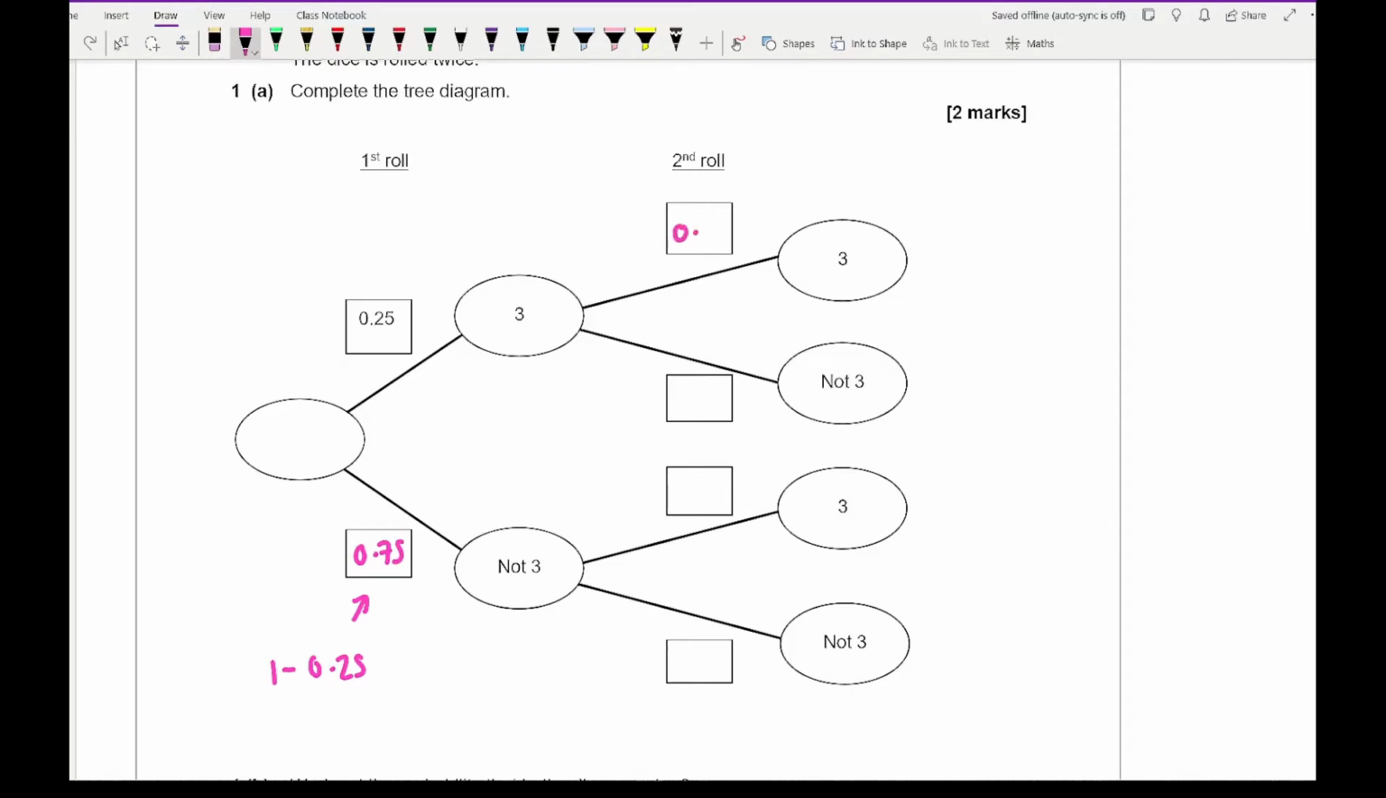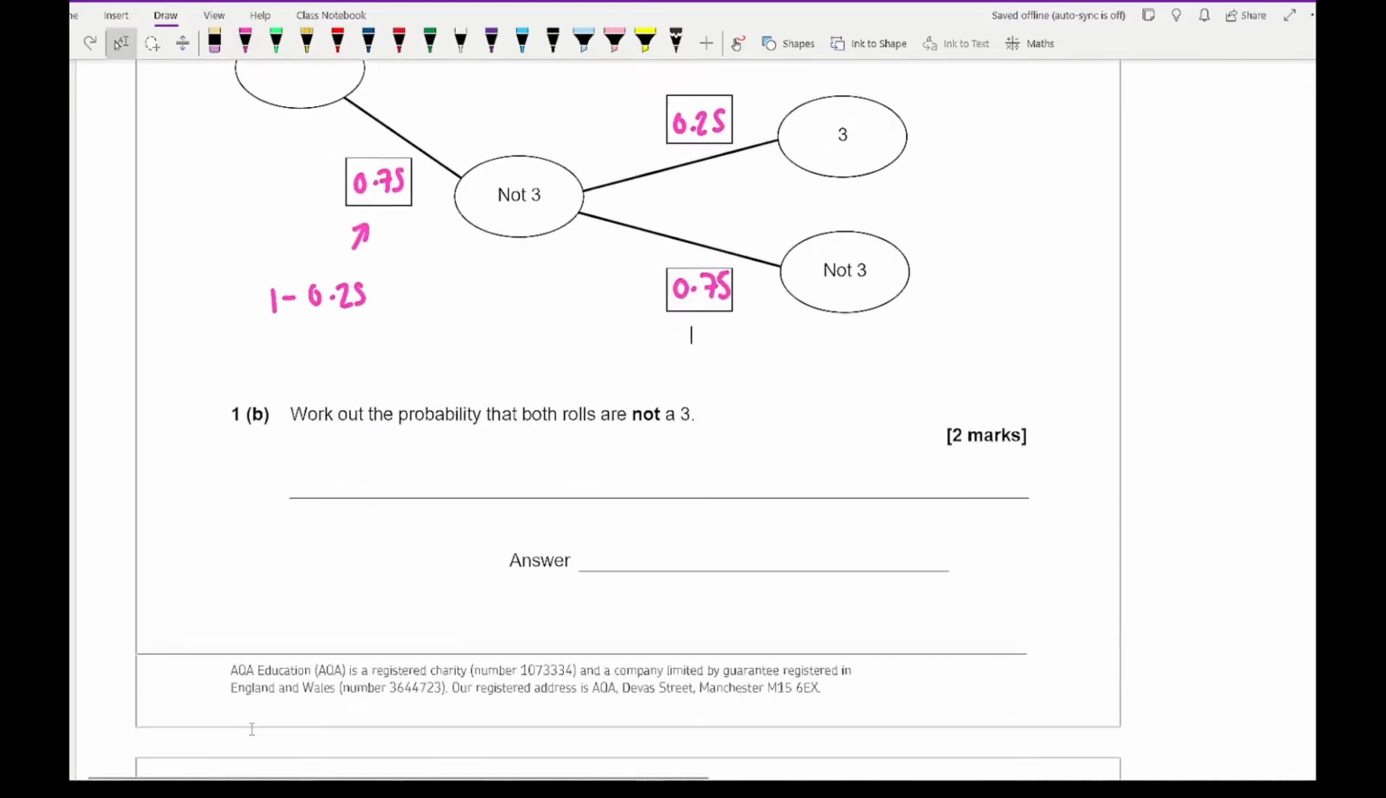And then if I just complete the tree by repeating those probabilities, that is what I get. So moving on to part 1b, it says work out probability that both of the rolls are not 3. So not 3 is going to be this probability times this probability. So it's going to be not 3 and not 3. So it's going to be 0.75 multiplied by 0.75.